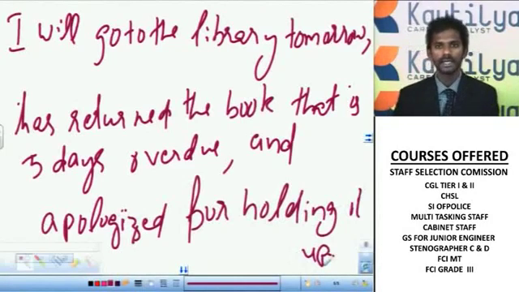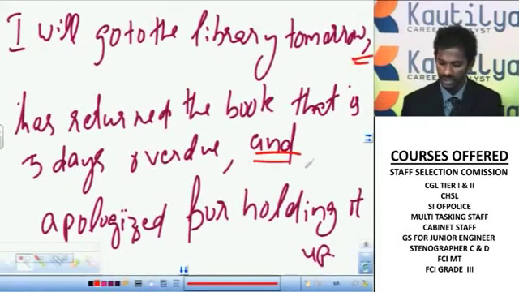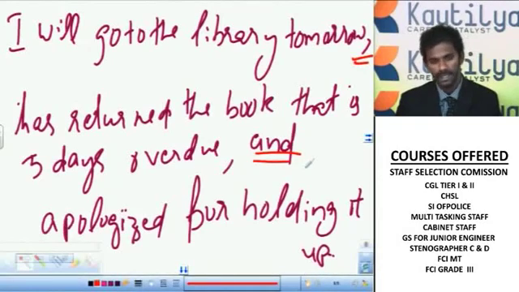So this is a very long sentence, right? Now I told you subject and object can only be nouns or pronouns, right? Fine. So this is a very long sentence, and this sentence contains three ideas shown by the punctuation mark, comma, and the conjunction and. Clear? So I will go to the library tomorrow is one idea. Has returned the book that is 5 days overdue is another idea. And apologized for holding it up is yet another idea. Clear? So there are three ideas in this sentence.